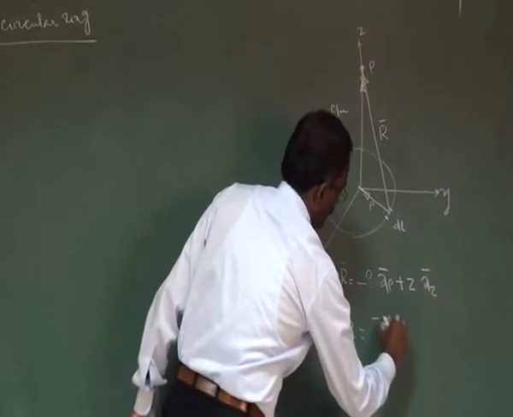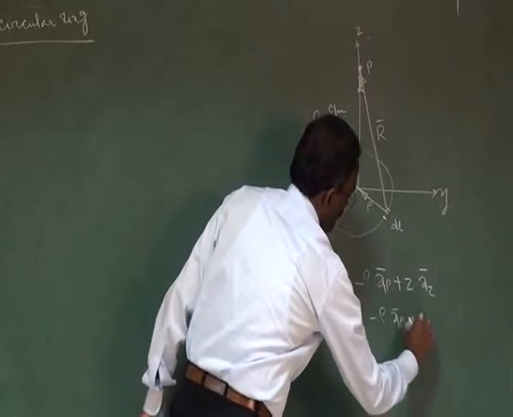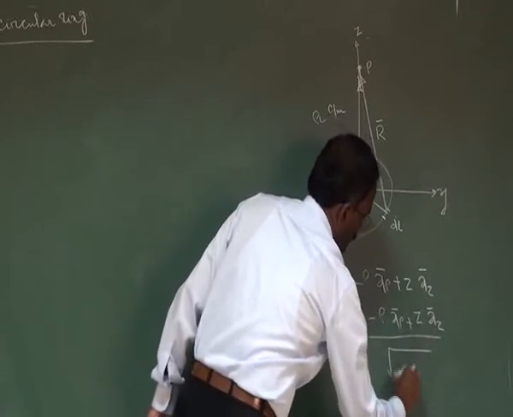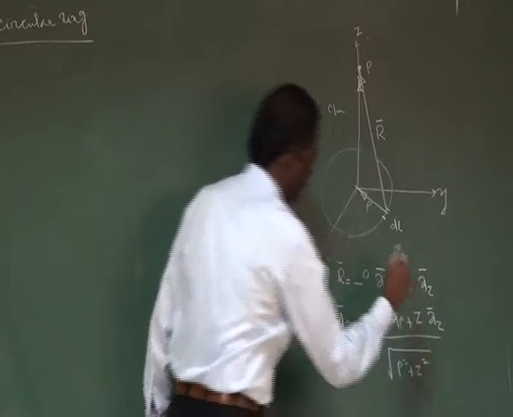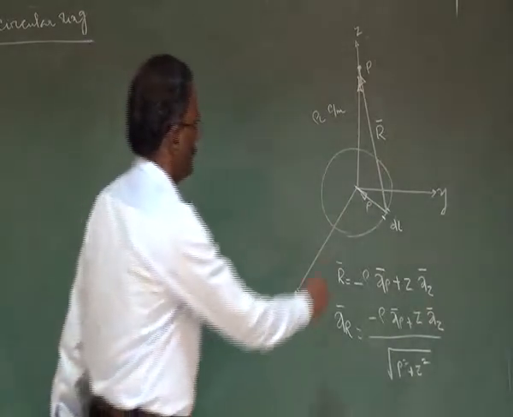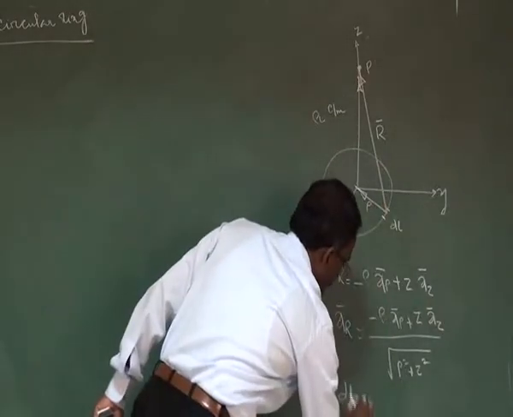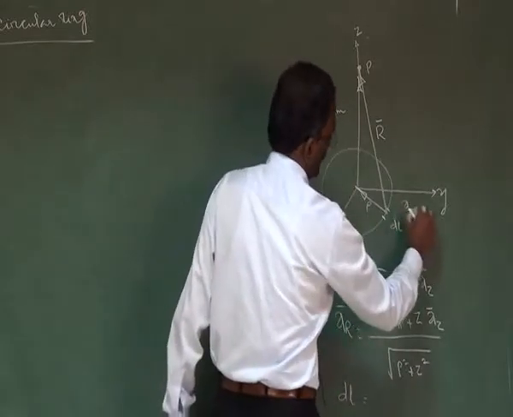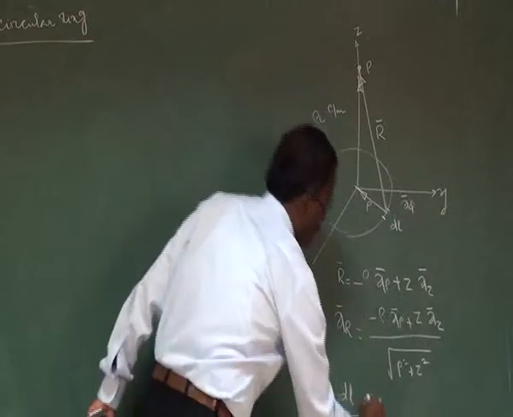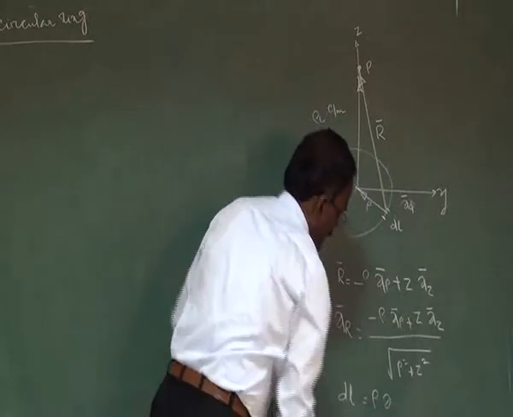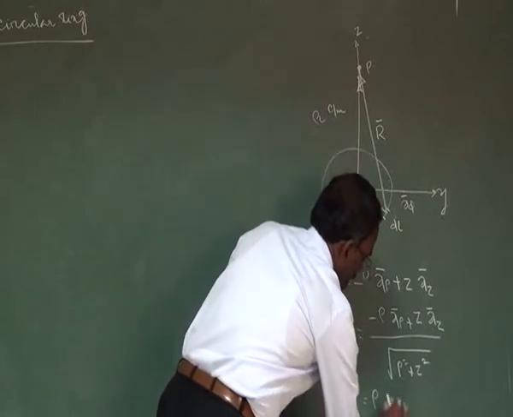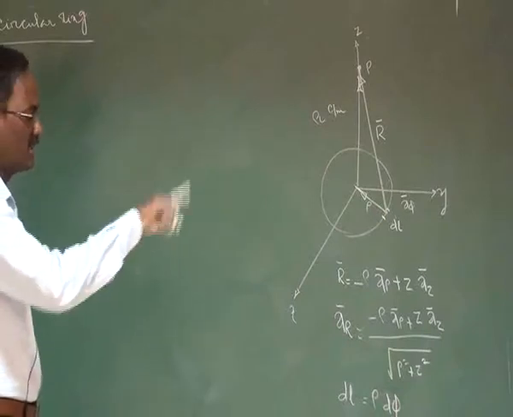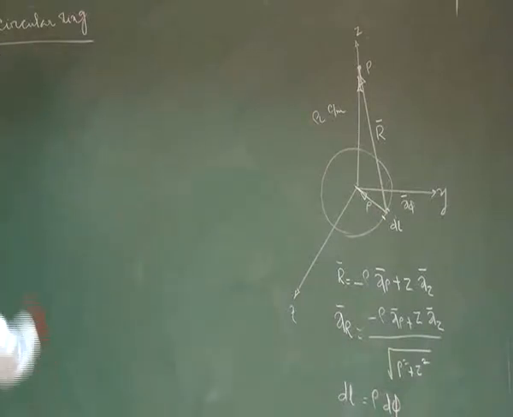Then a_r bar will be minus rho a_rho bar plus z a_z bar divided by square root of rho square plus z square. Then I will also want what is dl. dl is in the a_phi direction. So, the dl will be written as rho d phi. It is not simply d phi, it is rho d phi, since it is an arc, dl is equal to rho d phi, right? Okay.